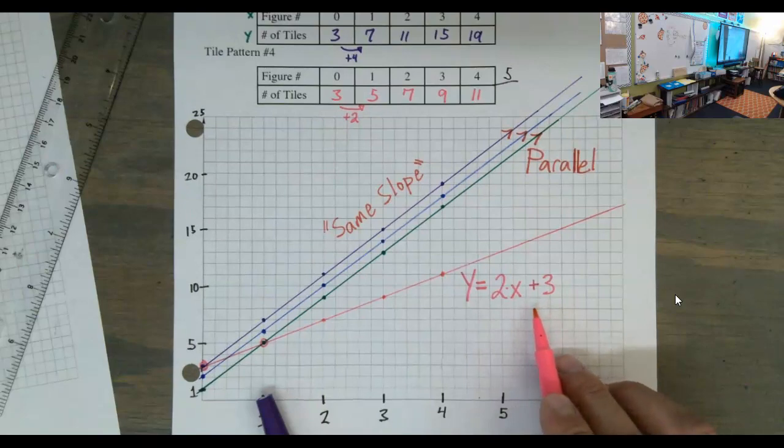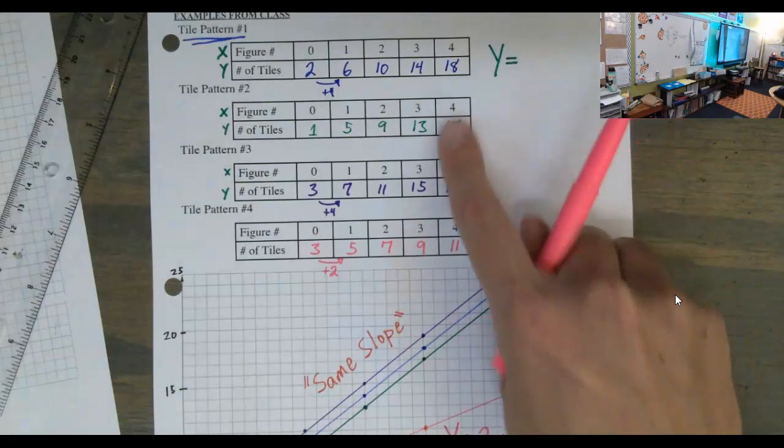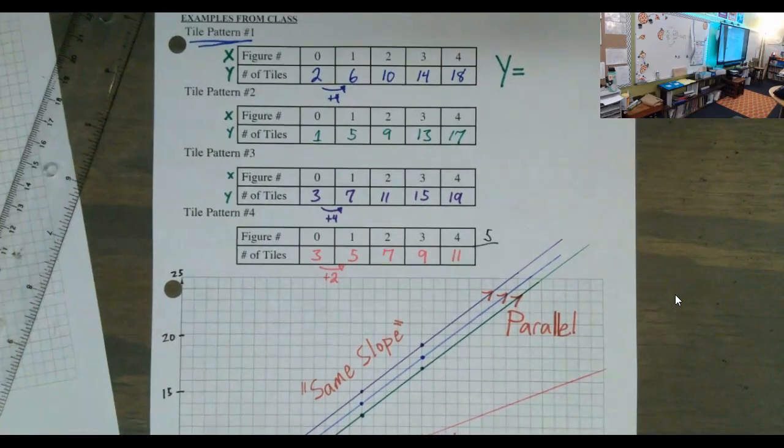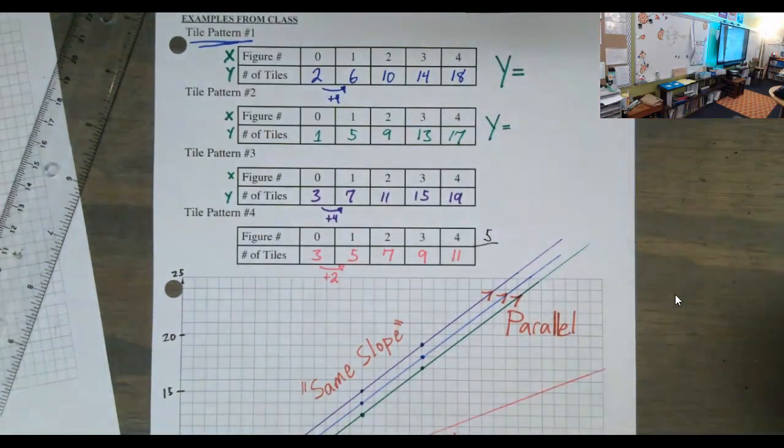I want to see if you and your partners can figure out the other rules up here for tile patterns A, B, and C. 1, 2, and 3. They're all going to have something in common. Hey, I got like 2 minutes. I got 1 minute at least, and I plan to use it.